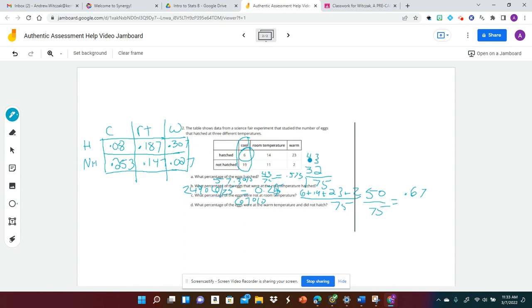What percentage of the eggs were at the warmer temperature and did not hatch? So we're looking at just the warmer temperature. What percentage of these did not hatch? So 2 of them did not hatch out of, there were 23 plus 2, or 25 total. And then taking that 2 divided by 25, that gives us 0.08, or that is 8%.